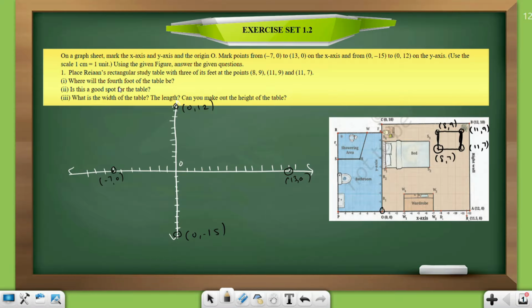So that would be our first question. Where will the fourth foot of the table be? For the first one, the answer is going to be 8 comma 7, because the fourth foot is located at the point 8 comma 7.